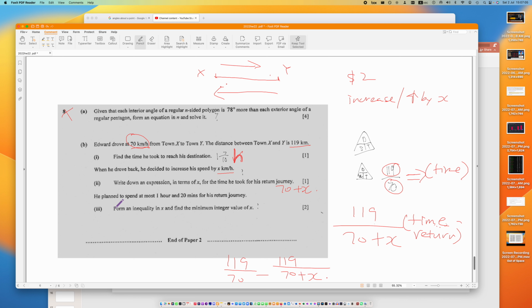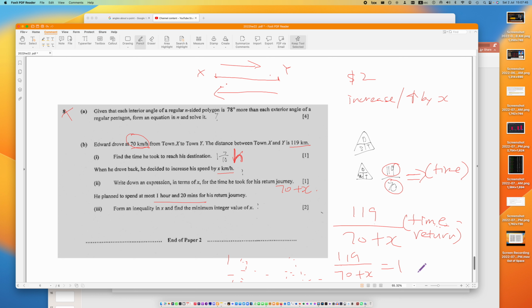They say what? He planned to spend at most for his return journey. So that means this one you need to equate it to, you read the question first. So they say 1 hour and 20 minutes. How do you change 1 hour 20 minutes to hour? So it's equal to 1 hour.